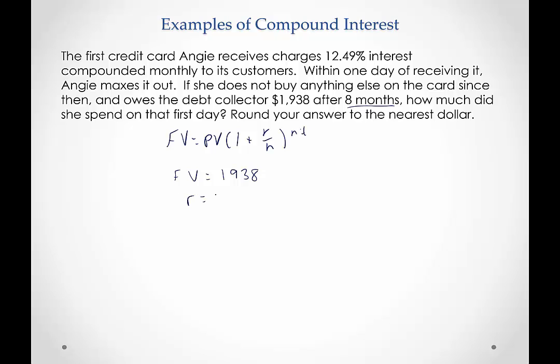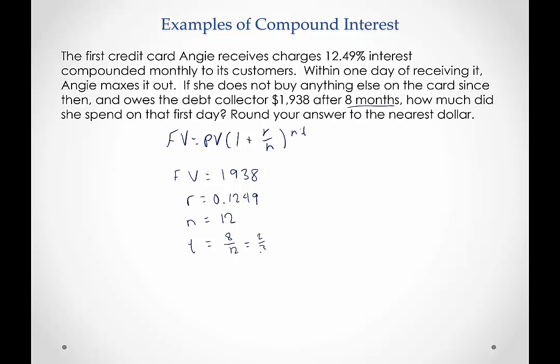The interest rate is 0.1249. It's compounded monthly, so n is 12. And then remember, time is always in years. This is time in years, and it says 8 months. So that would be 8/12ths of a year, which if we wanted to simplify that, you could.